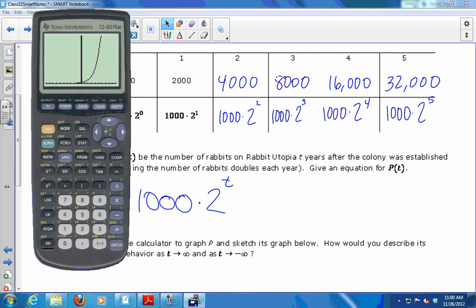And I get this picture here. Maybe I don't need to look so far back in time because I can't really see what's happening way over here. So I'm going to adjust it just a little bit. Maybe I'll go -2 to 7. Let's see how that changes things. That's a little better. Okay. So what happens to the graph? What happens to the number of rabbits as time goes to positive infinity?